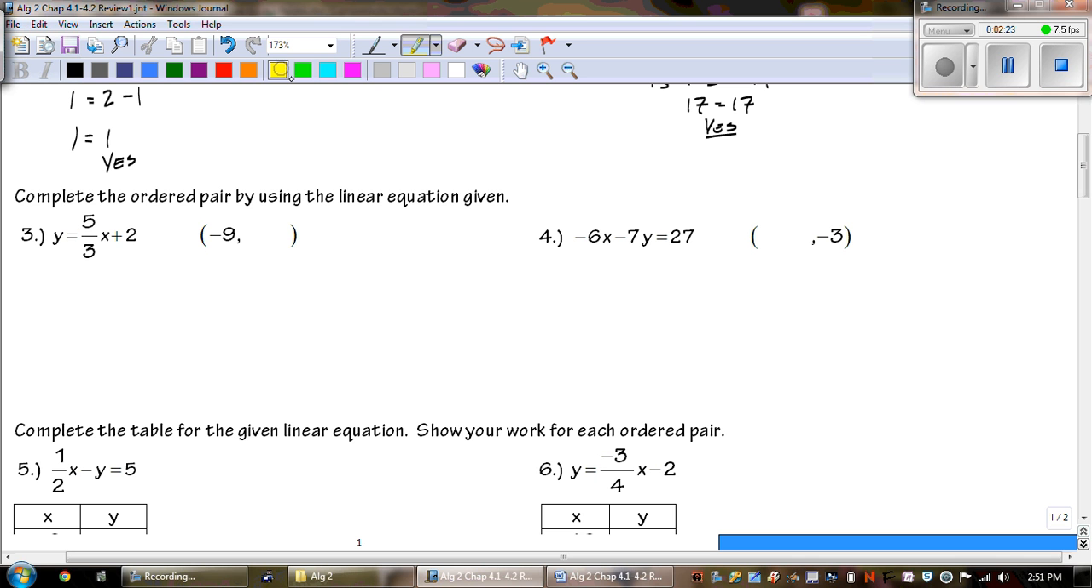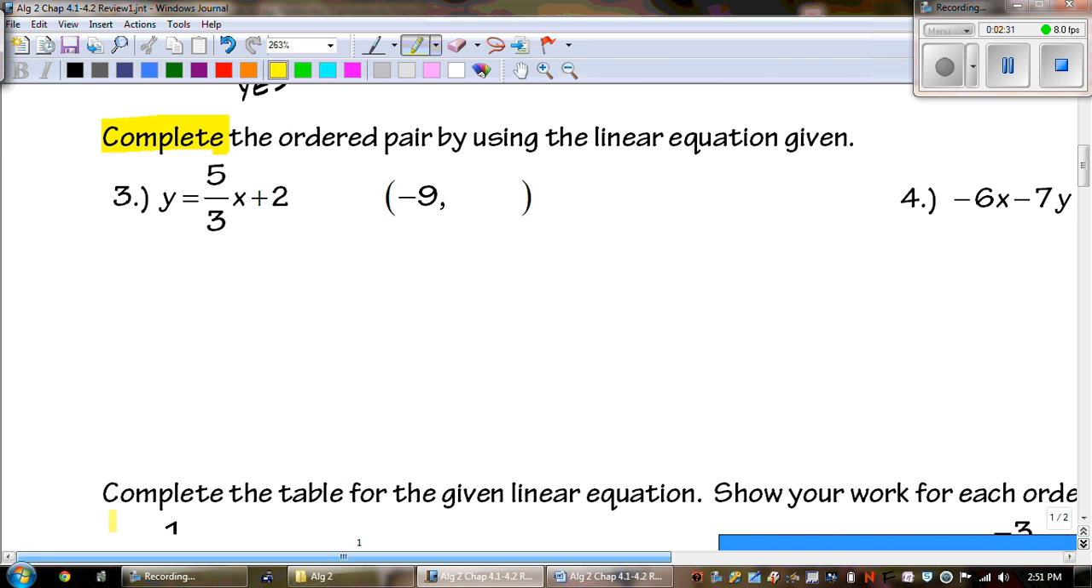All right, next set of directions. It says complete the ordered pair by using the linear equation given. So they tell us what one of the points are. So for this, the first number is the x. So they're telling us the x. We have to figure out what the y is. So we're plugging in a negative 9.